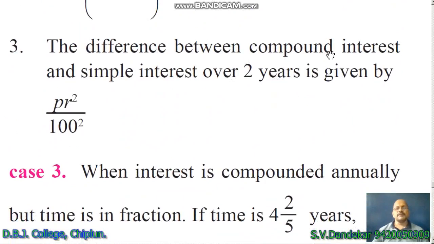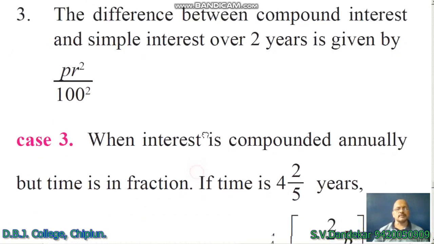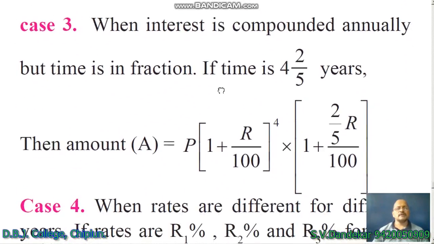The difference between compound interest and simple interest over 2 years is given by P into R square divided by 100 square. Case number 3. When interest is compounded annually but the time is in fraction.